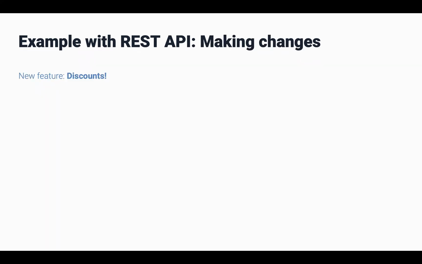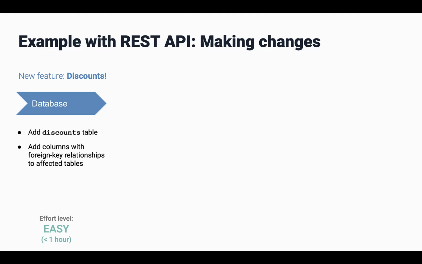The ability to make changes or add new features is also an important part of data-driven applications. Let's take a look at the process flow for adding a discounts feature to a shopping cart. First, we'll need to update the database with a discounts table and add relationships to any related tables, such as items or purchase history.